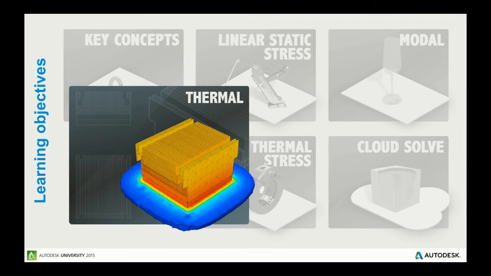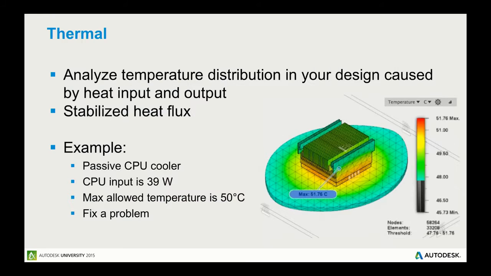Next is thermal stress. For thermal stress, I'm going to show you how to fix the problem of overheating. Thermal analysis finds the temperature distribution in your design caused by heat input and output. And the assumption is stabilized heat flux, so it's a system that's in balance.